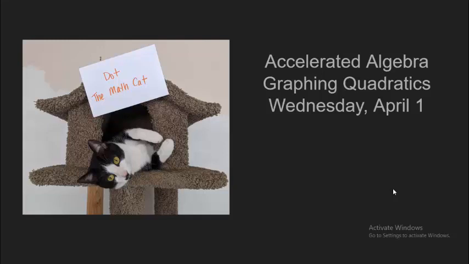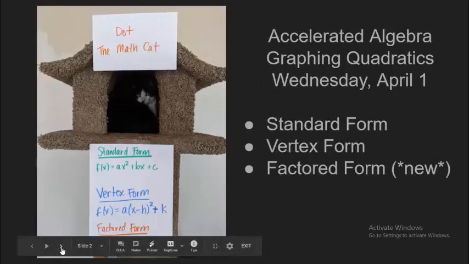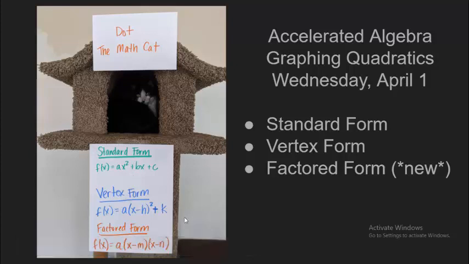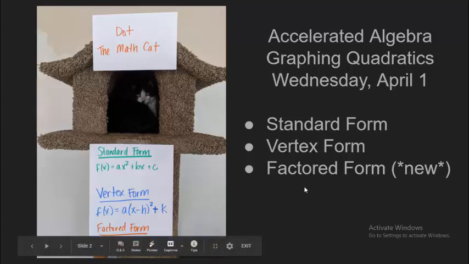Today we're going to talk about graphing quadratics, and there's Dot the Math Cat to help us. Okay, so we've got three different forms: standard form, vertex form, and the new one is factored form. And we're going to talk about that after we review the first two.